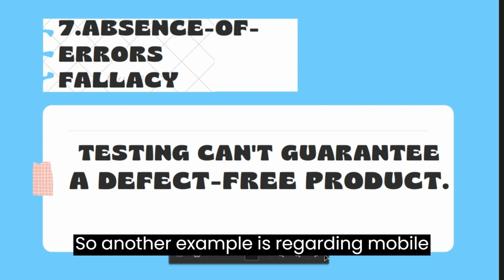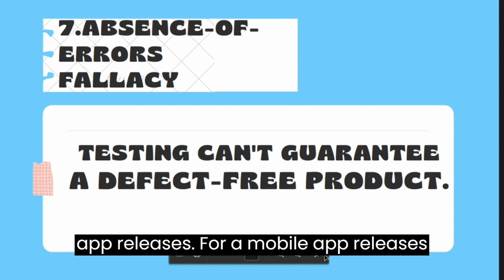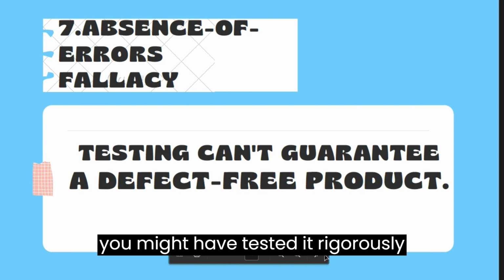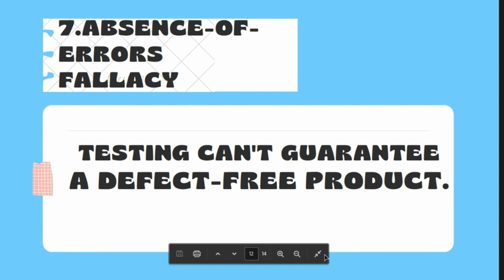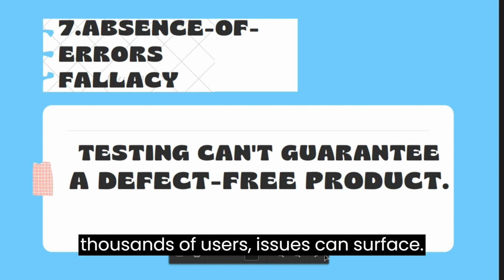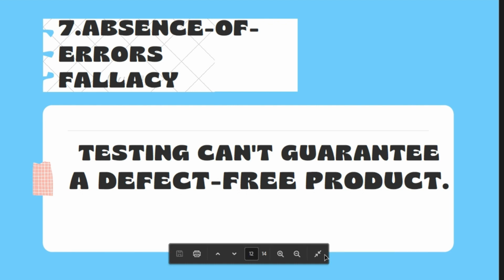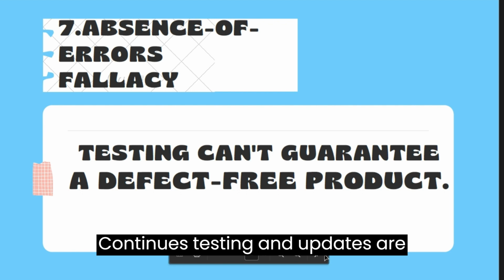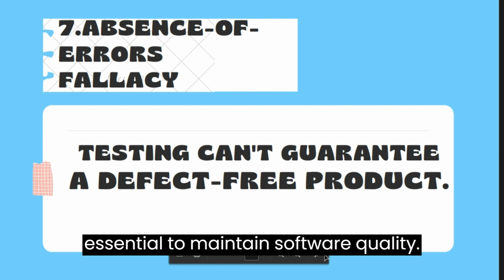So another example is regarding mobile app releases. For a mobile app release, you might have tested it rigorously, but once it is in the hands of thousands of users, issues can surface. Continuous testing and updates are essential to maintain software quality.